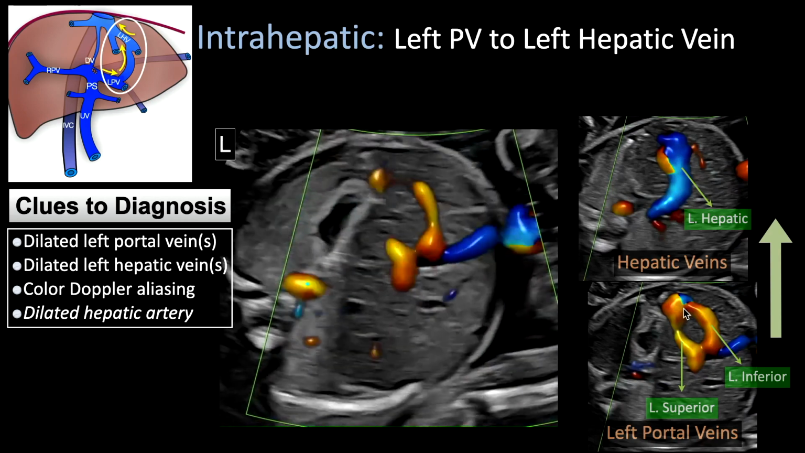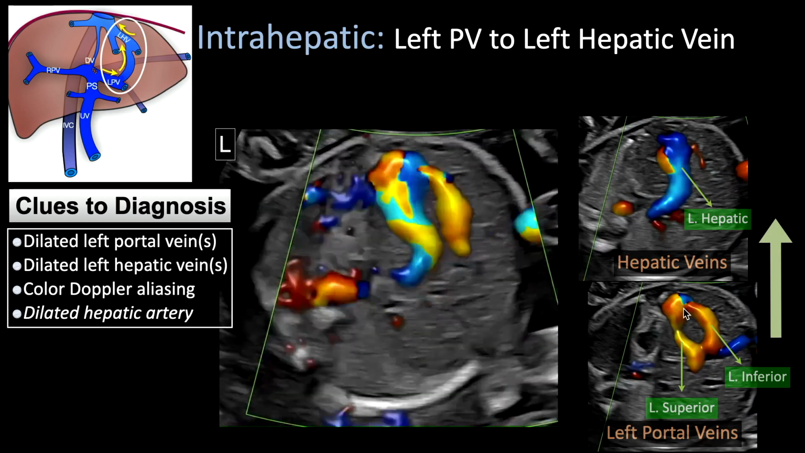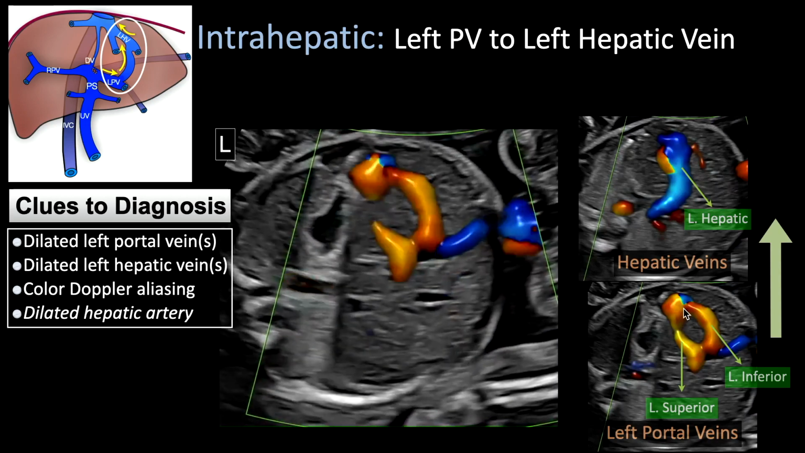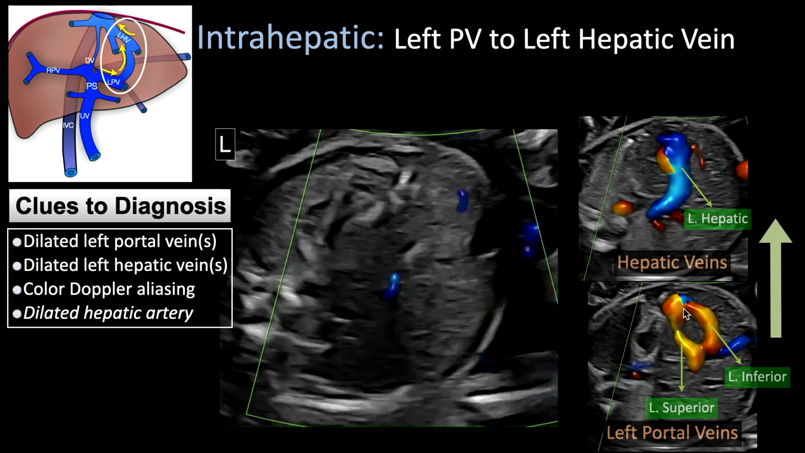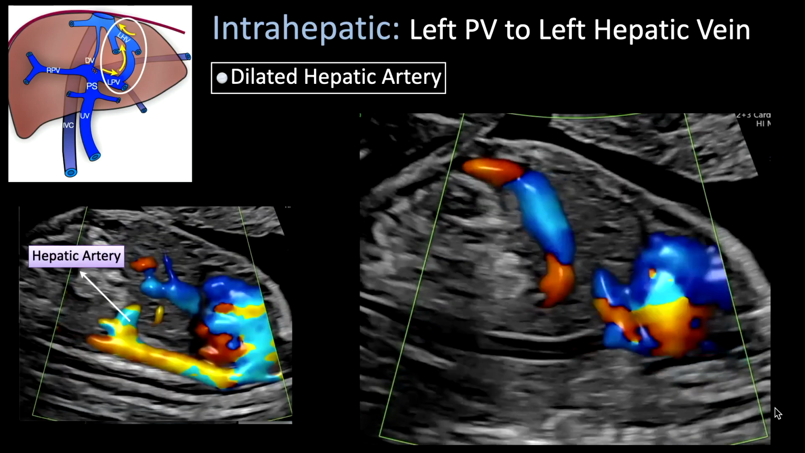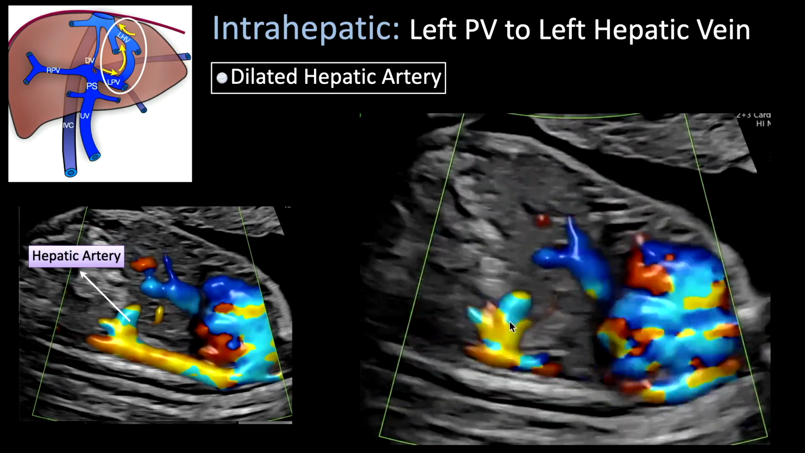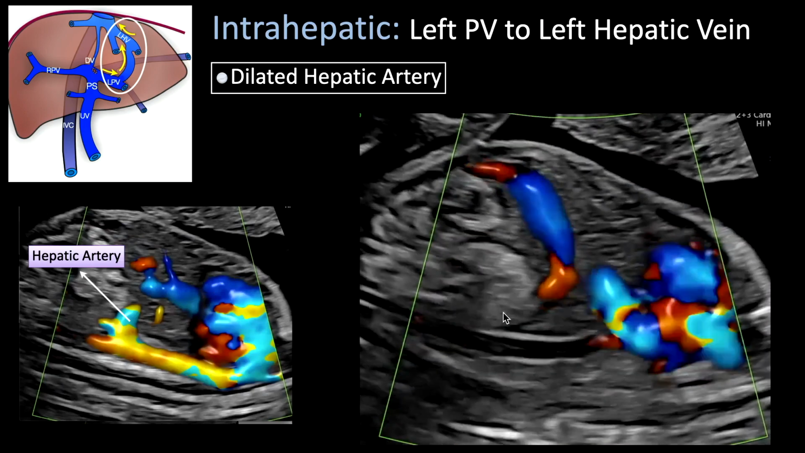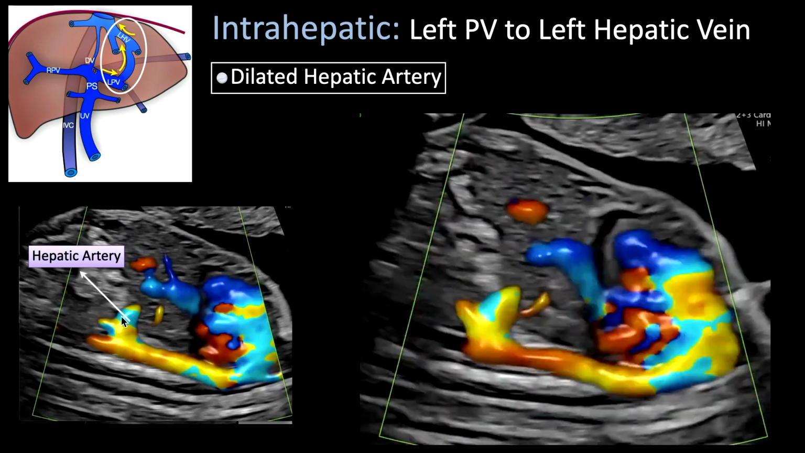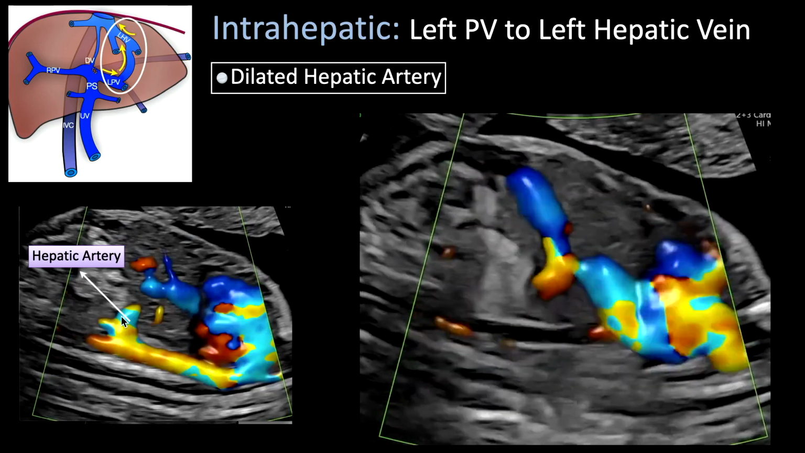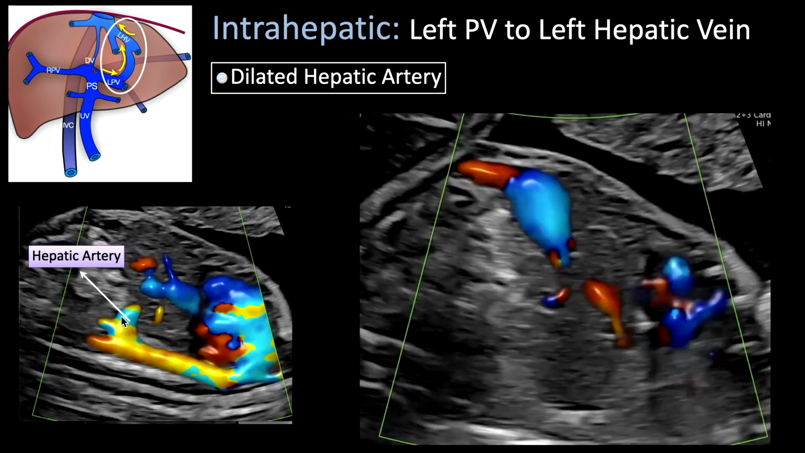Because this takes away blood from the liver tissue itself, because now there's no portal venous system on the left side that's going into the tissue, the hepatic artery compensates from the fetus. So if you look at the hepatic artery on a sagittal view, you will see that the hepatic artery is maximally dilated. Look at the size of this hepatic artery coming out of the aorta. Because remember, the left portal venous system is not really supplying the liver with any blood anymore because it's draining directly into the hepatic drainage.